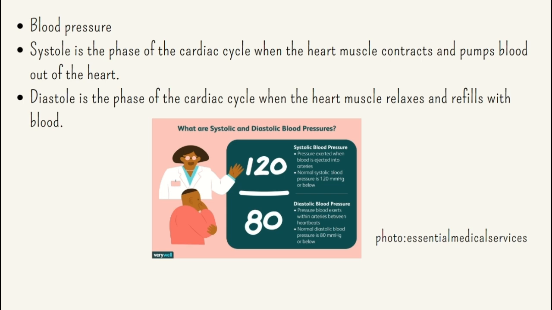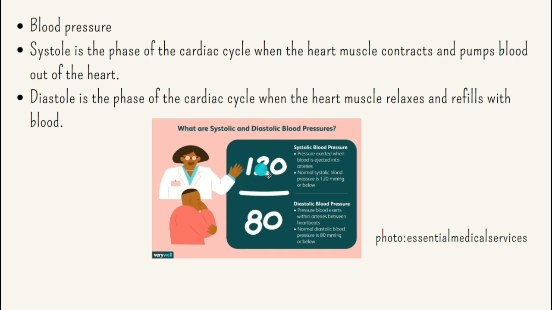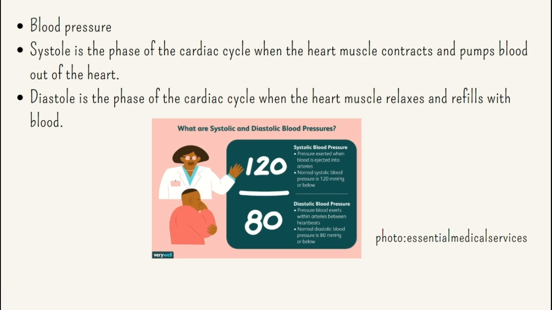And then the diastole is when the muscles are basically more relaxed, right? So basically, pressure exerted when blood is injected into arteries when they're contracting. So basically, it's saying the normal value for an adult would be 120, and then for the diastole value, 80 would be the normal value, right? So that's basically what it means.